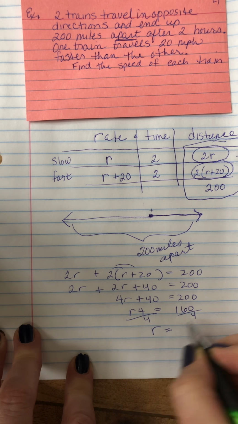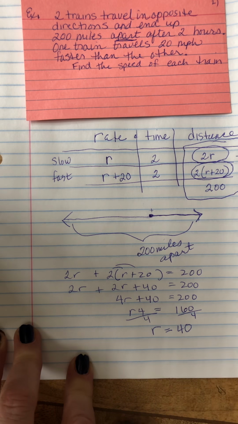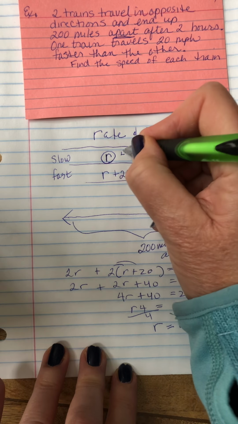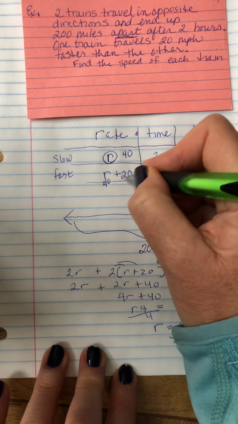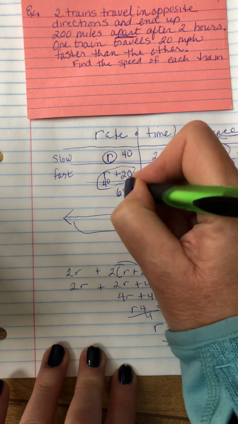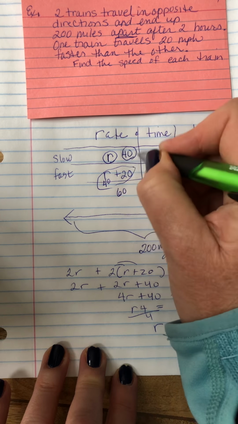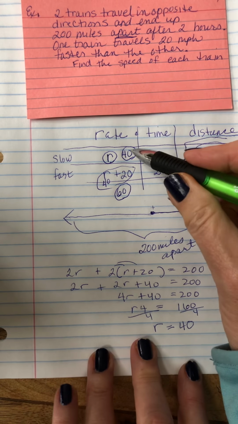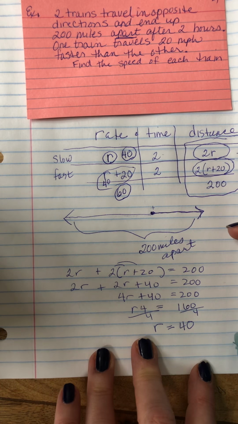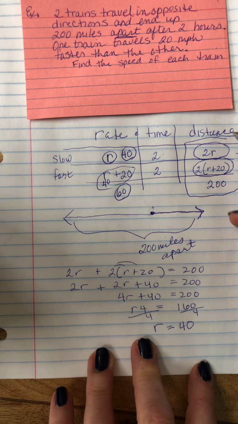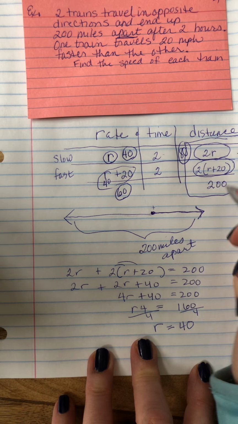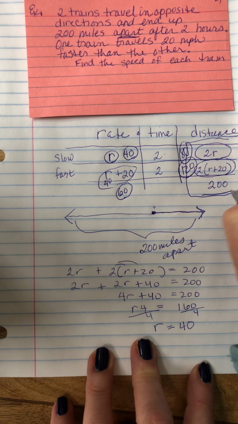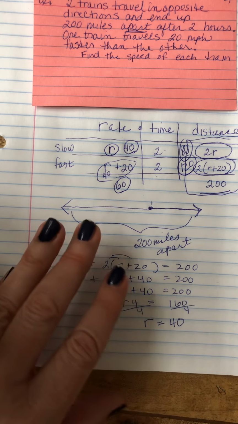So we're going to have the rate is equal to 40 miles per hour. So if I take that back to the chart, R is 40, and 40 plus 20 is 60. So the slower train goes 40 miles per hour, the faster goes 60 miles per hour. So multiplying here, 40 times 2, the first train went 80 miles, and the second train went 60 times 2 is 120, so that checks because it equals 200.